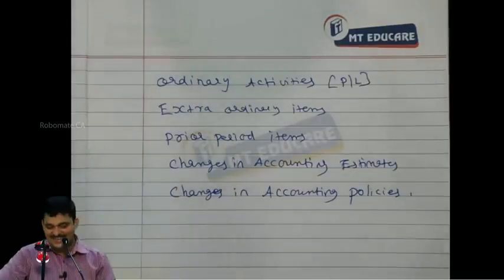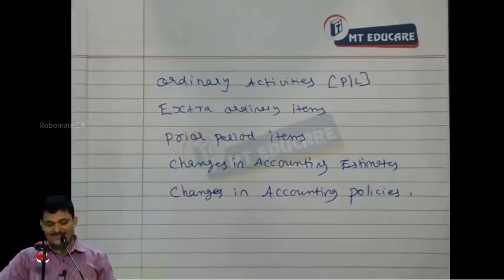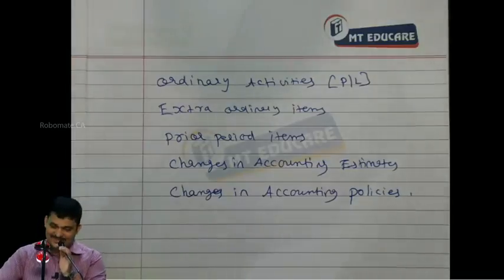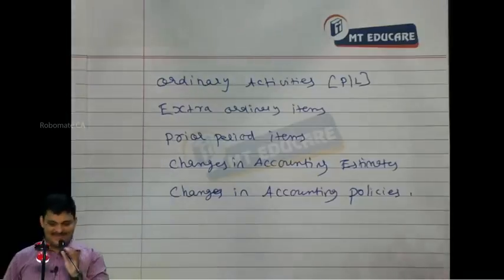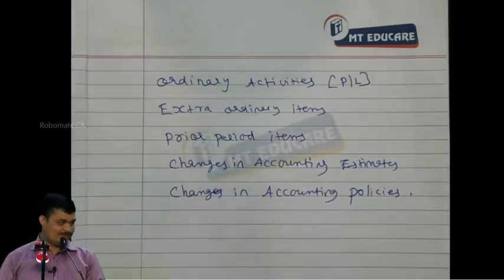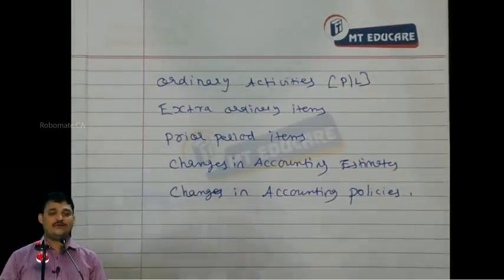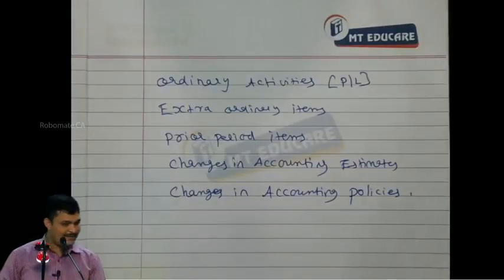Understand? Ordinary activities, profit or loss from ordinary activities, extraordinary items, prior period items, changes in accounting estimates and changes in accounting policies. Everybody? Listen, friends. Let us discuss what they are and what the presentation and disclosure requirements are.